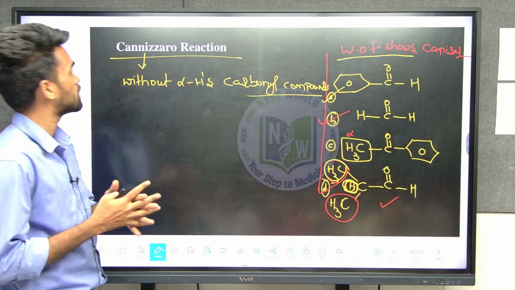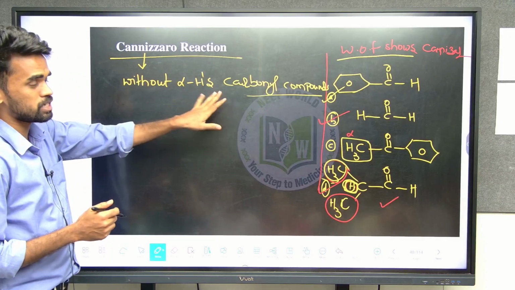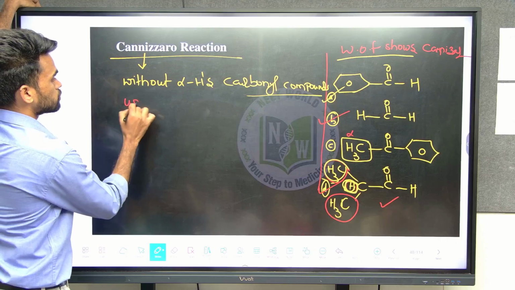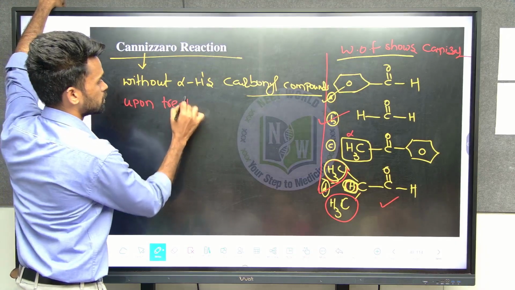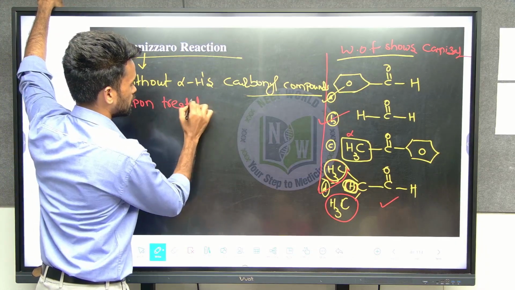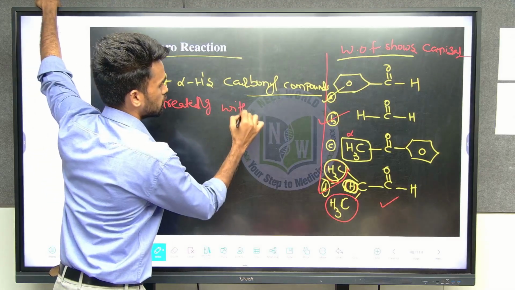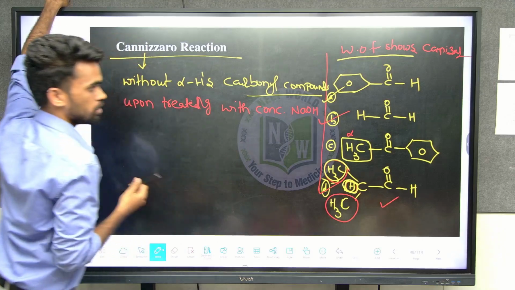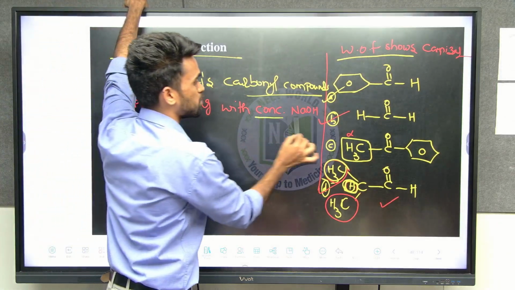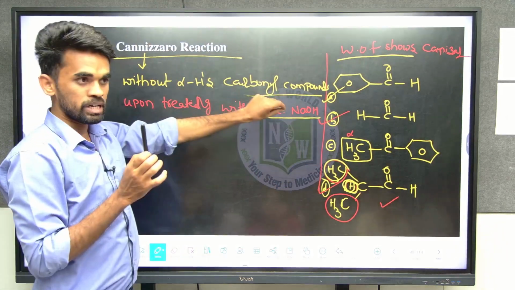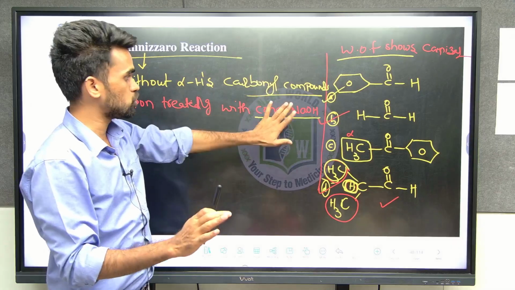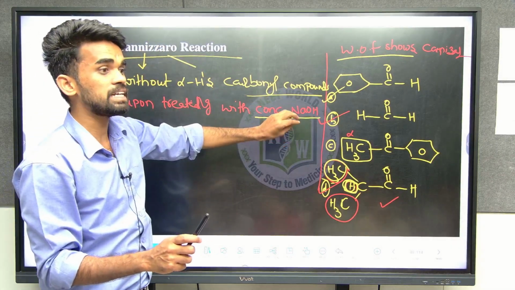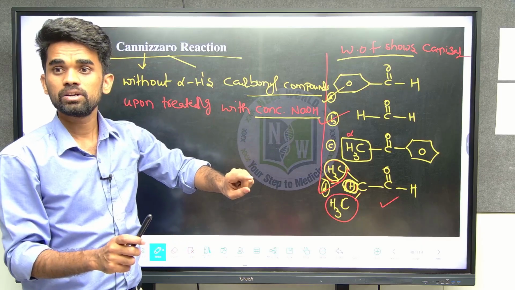What happens in Cannizzaro reaction, tell me? Carbonyl compounds without alpha hydrogens, upon treating with concentrated NaOH or KOH. Now here you should not say this as a base. In Cannizzaro reaction, NaOH is acting as a nucleophile. How is it acting? As a nucleophile.